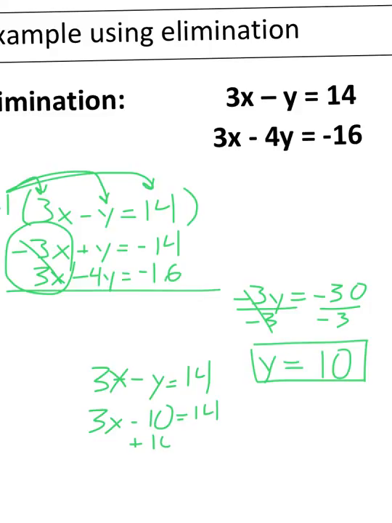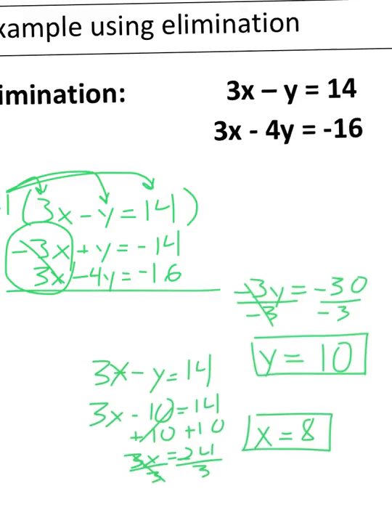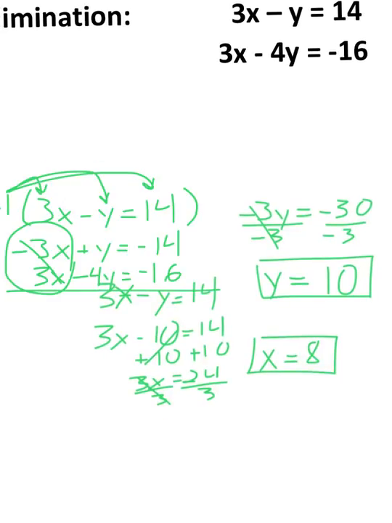Add 10. Add 10. This cancels out. You get 3x equals 24. Divide by 3. Divide by 3. And you get x equals 8. So your solution is 8, 10. And here's your solution.